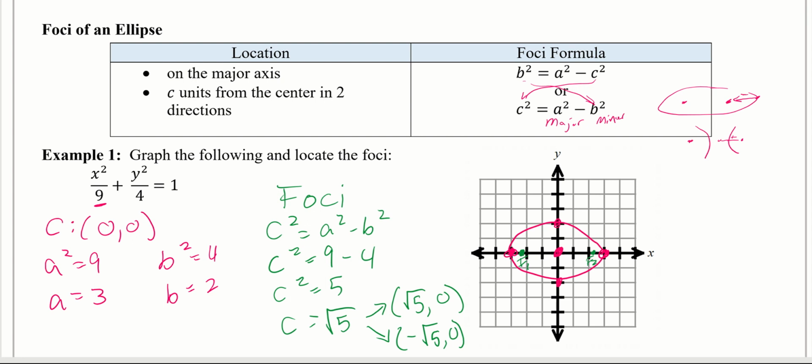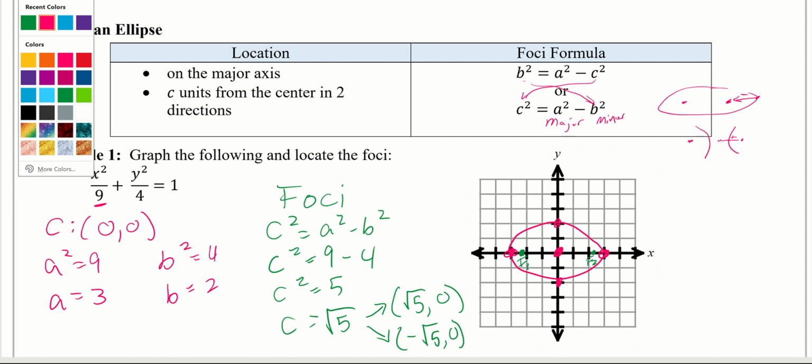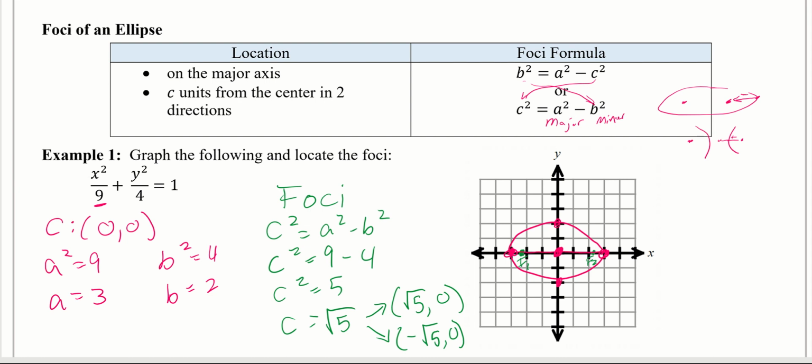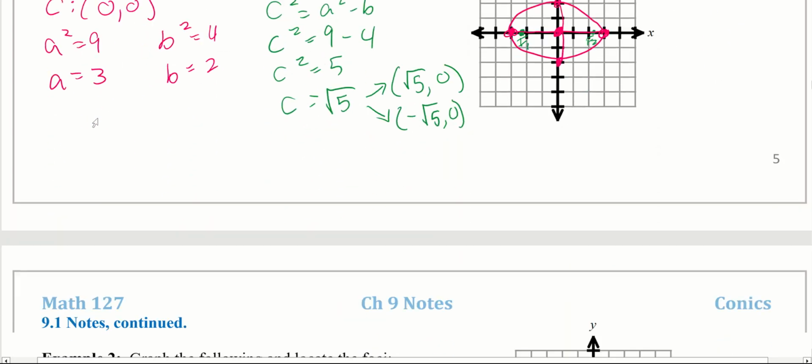Cool. So again, our major axis here, we could say our major axis is 6 units. Our minor axis would be 4 units. And then our center is at 0, 0.